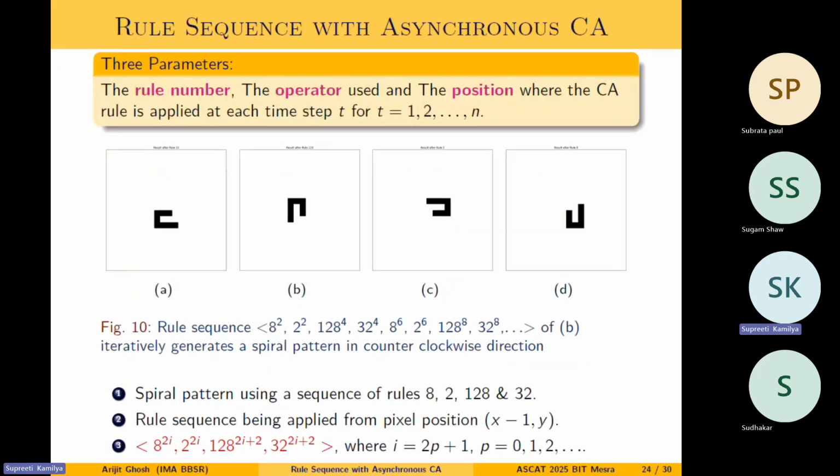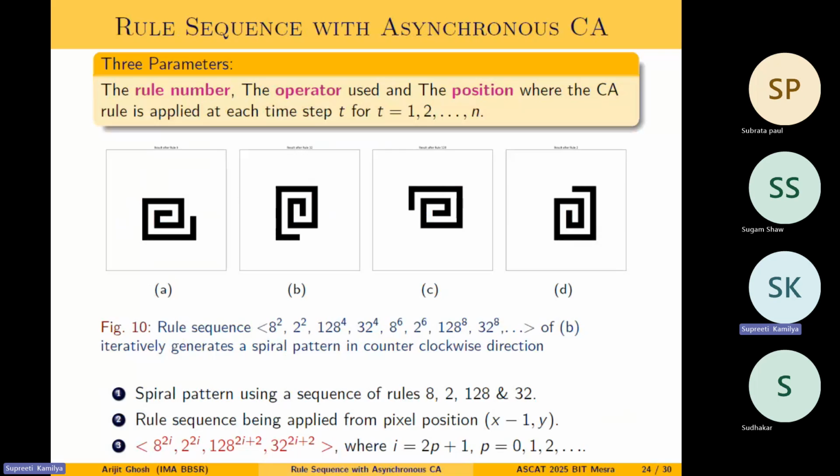Here I would like to show the rule sequence with asynchronous cellular automata. How have we done this? We have done this by taking 3 parameters: the rule number, the operator, and the position of the CA at time step t. I will explain only one of the spiral diagrams, that is figure B.